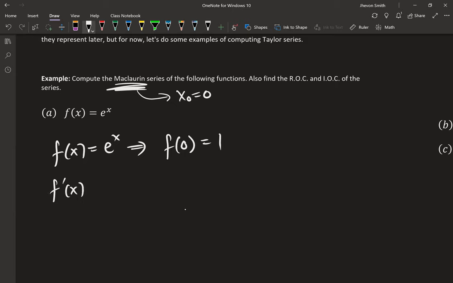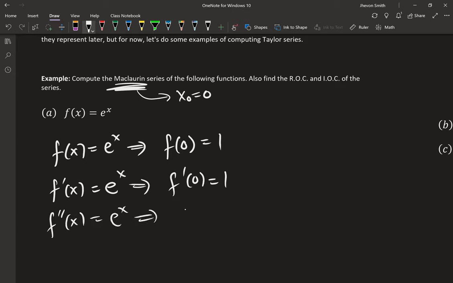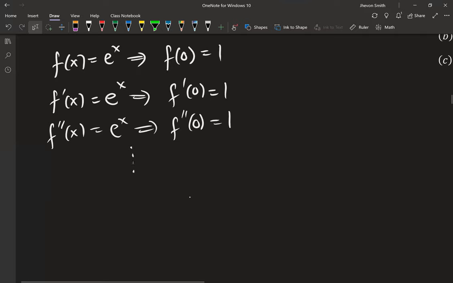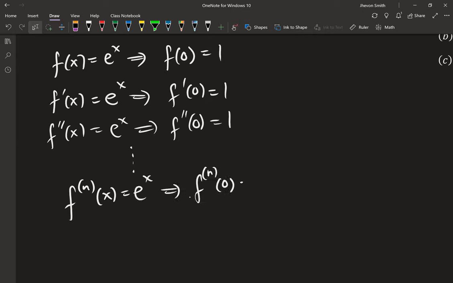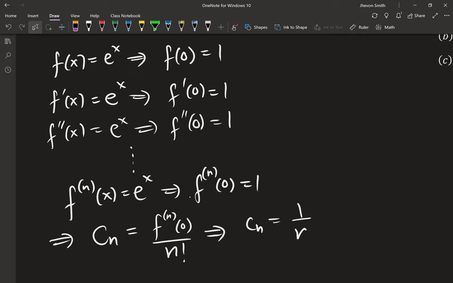F prime of x is e to the x, so f prime of zero is one. F double prime of x is e to the x, and f double prime at zero is one. I think we're getting the idea here. The nth derivative isn't going to change. It's going to be e to the x, and evaluated at zero, it's always going to be one. This tells me that my c n is f to the n evaluated at zero over n factorial, or in this case, c n is equal to one over n factorial.